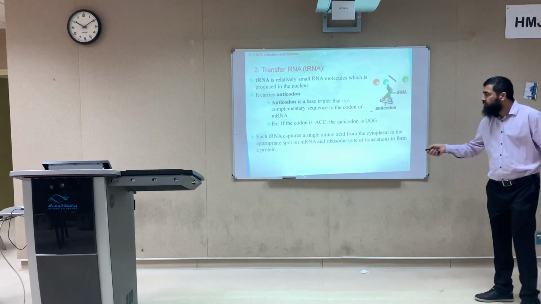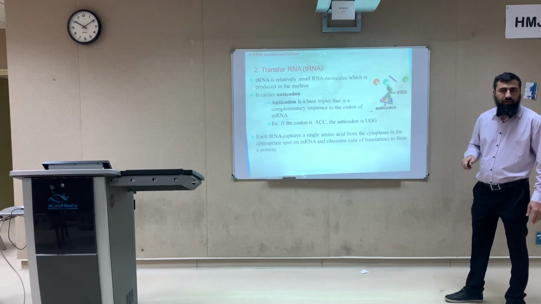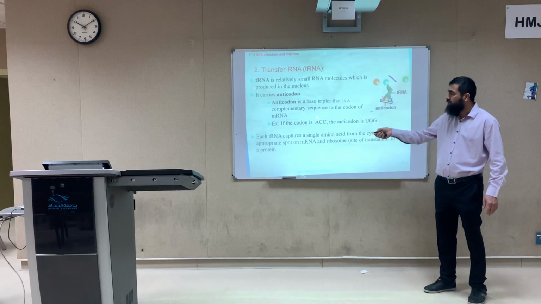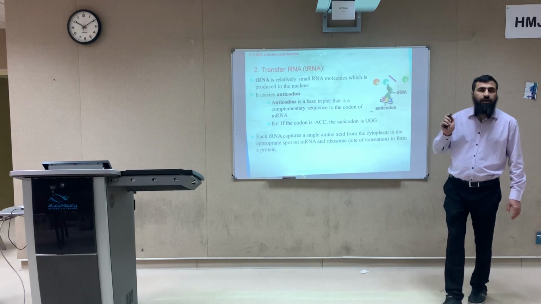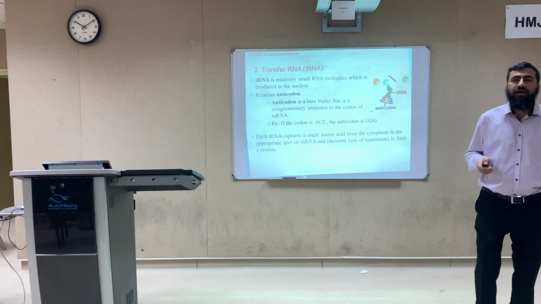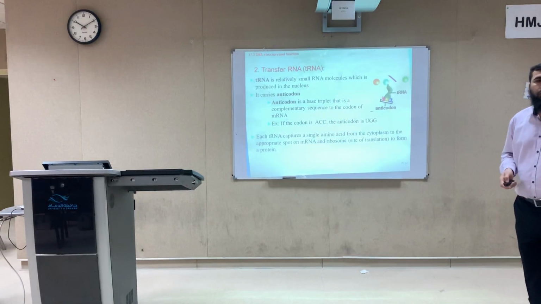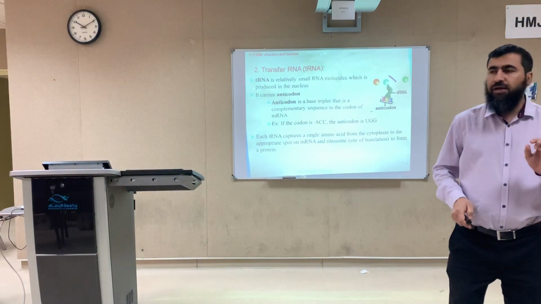If you have a look here, if the codon sequence is ACC, what would be the anticodon? It's the complementary. What's complementary to A? U. So it'll be UGG, okay? The tRNA contains the anticodon sequence, and this is how it knows which amino acid to bring and to place in order.